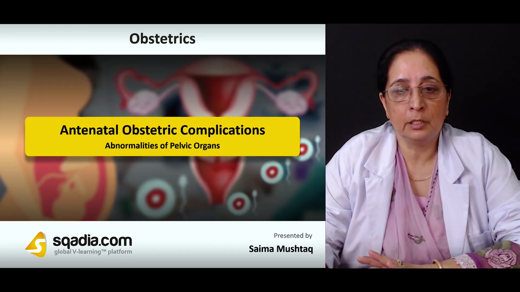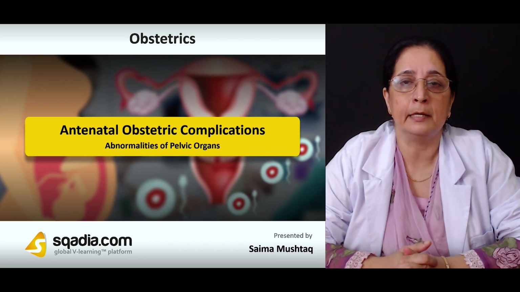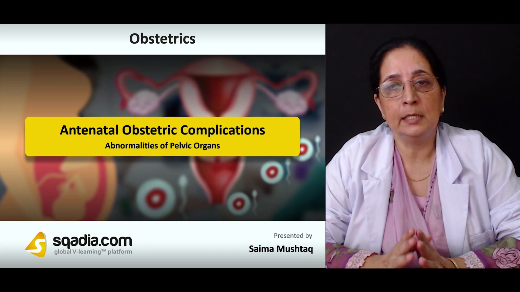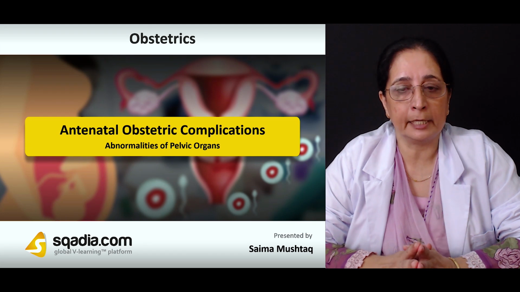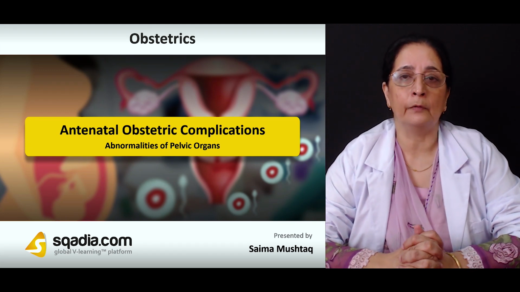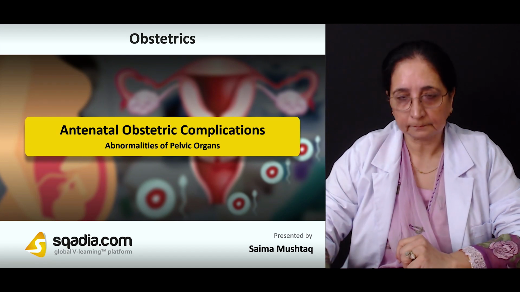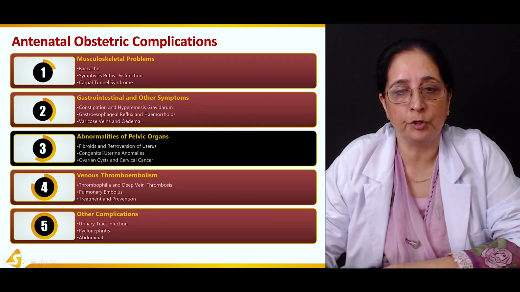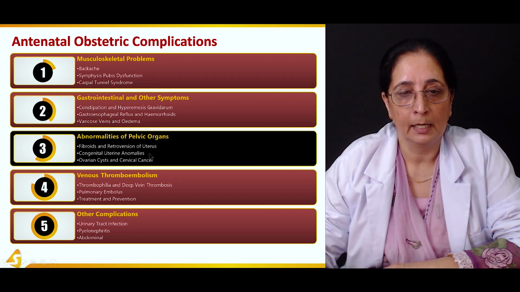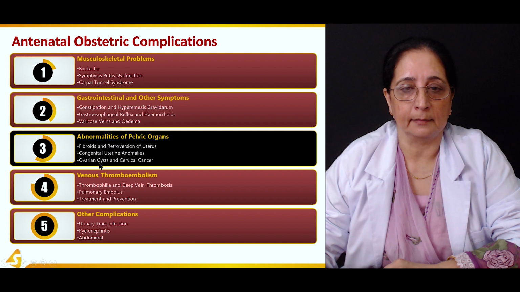In the first two sections, we talked about the disorders of the musculoskeletal system and gastrointestinal tract during the antenatal time. Now, in this third section, we will talk about the abnormalities of pelvic organs that can occur in the antenatal period. In this section, we will talk about fibroids and retroversion of uterus, congenital uterine anomalies, ovarian cyst, and cervical cancer.